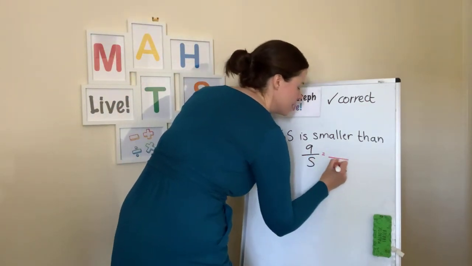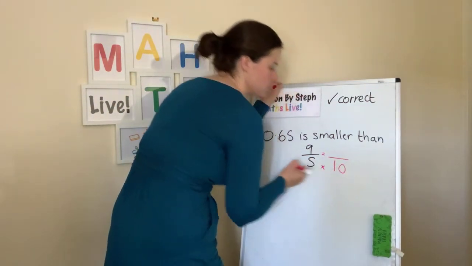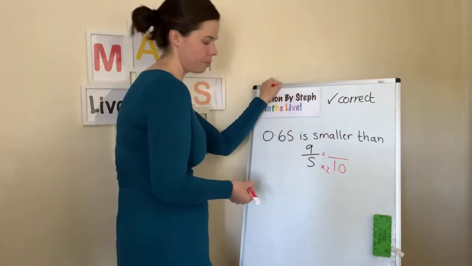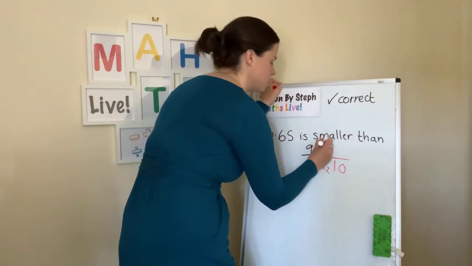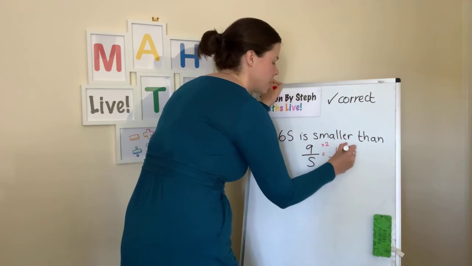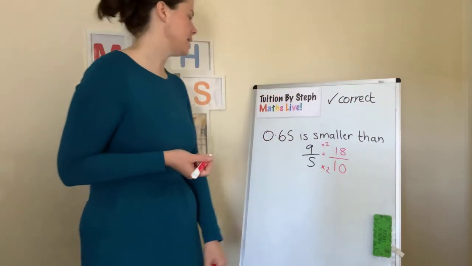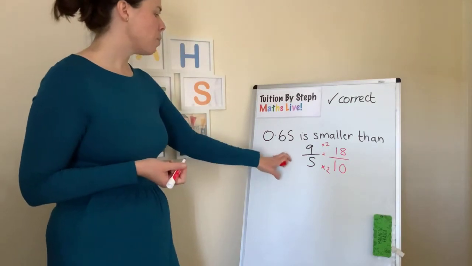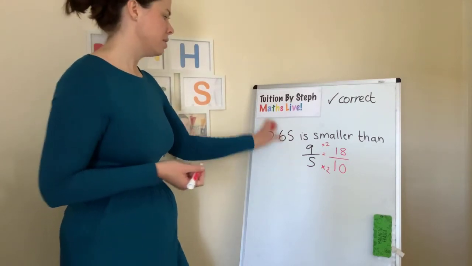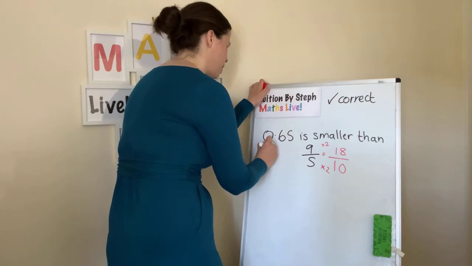If I make it into 10, I've got to times it by 2. So whatever you do to the bottom, you have to do to the top. So 2 times 9 is 18. Okay, so 9/5 is the same as 18 over 10. Now 0.65 as a fraction is 65 over 100.